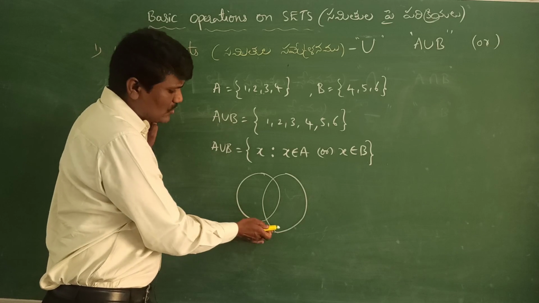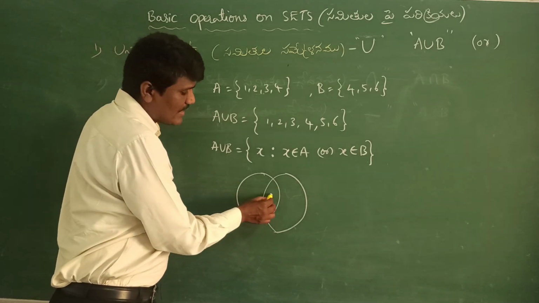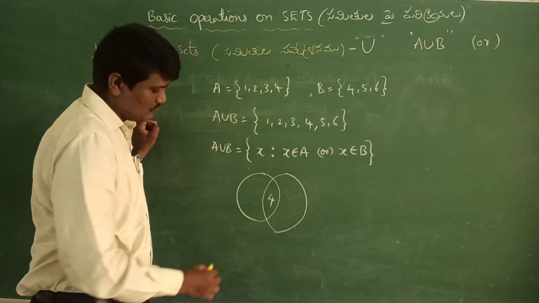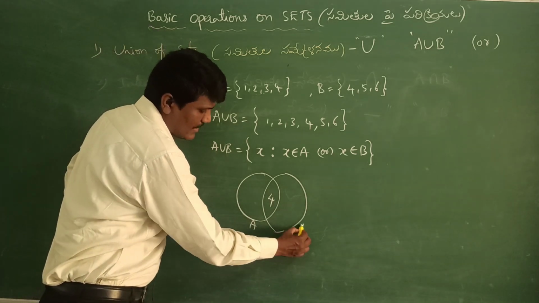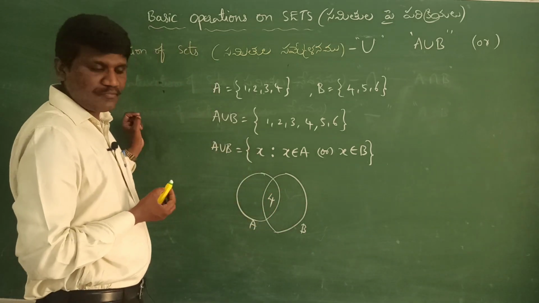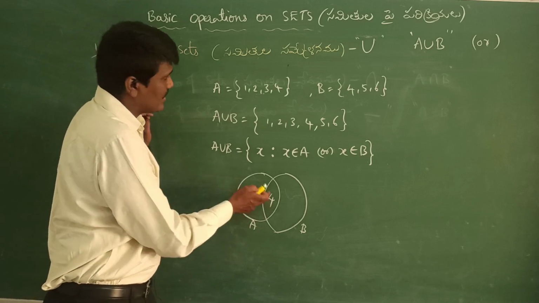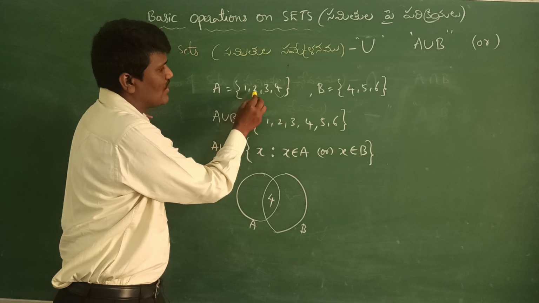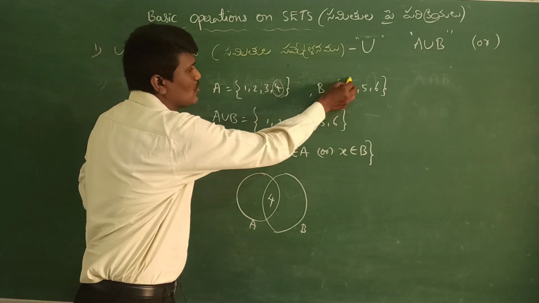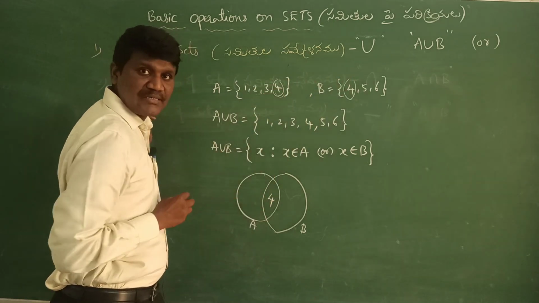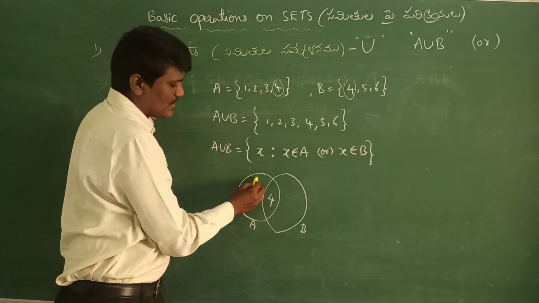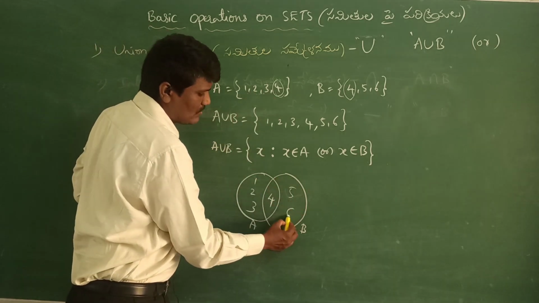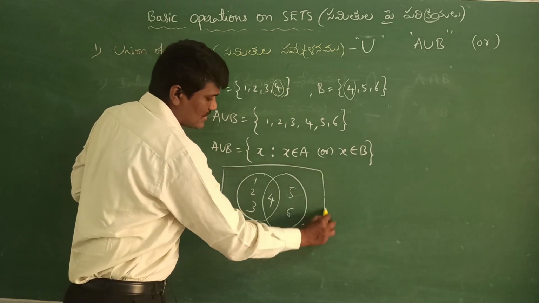Okay, so how to represent? First we should write the common part. Say this is A and this is B. The common part is 4, so I write 4 here. Now the remaining from A, 1, 2, 3, since 4 is common in both, so I am writing it in the common part. The remaining 1, 2, 3, I am writing here. In the same way, the remaining 5, 6. So this is simply representing A and B.